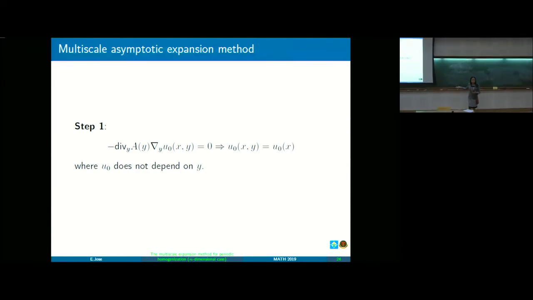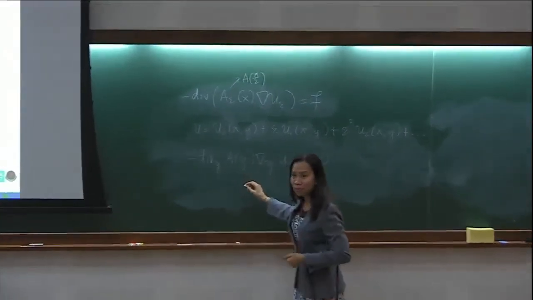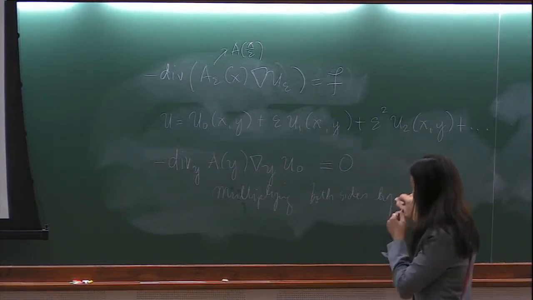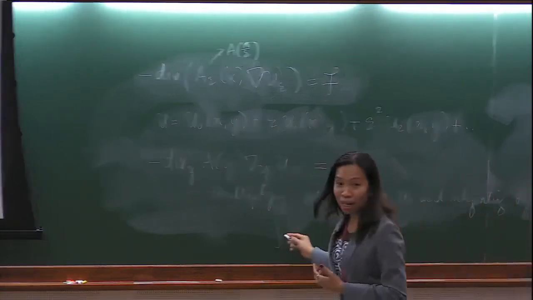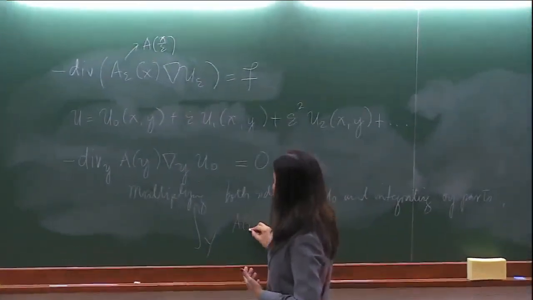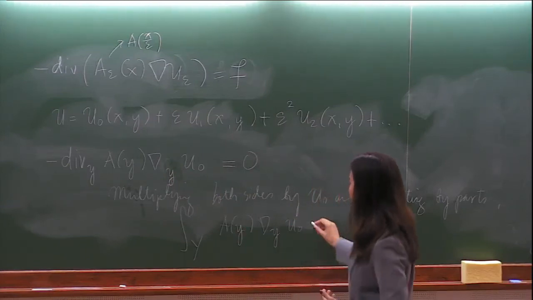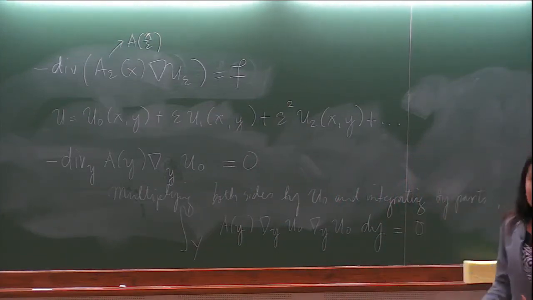So we multiply our equation by u0, and then we integrate by parts. So multiplying both sides by u0 and integrating by parts, we have just the integral over y of a of y, and that is equal to zero, right? Multiply both sides by u0 and then integrate by parts.